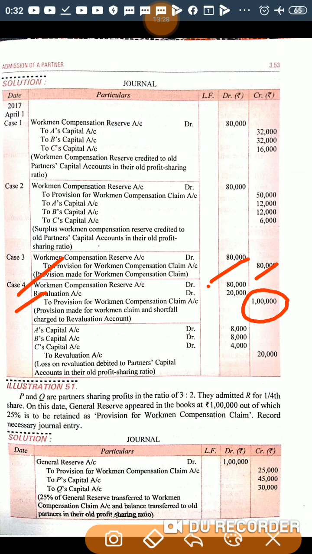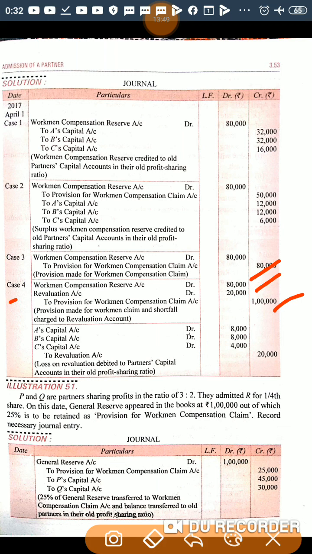For that we will debit the revaluation account. So this is the journal entry. Workmen compensation reserve account will be debited with 80,000, revaluation account debited with 20,000, to provision for workmen compensation claim 1 lakh.